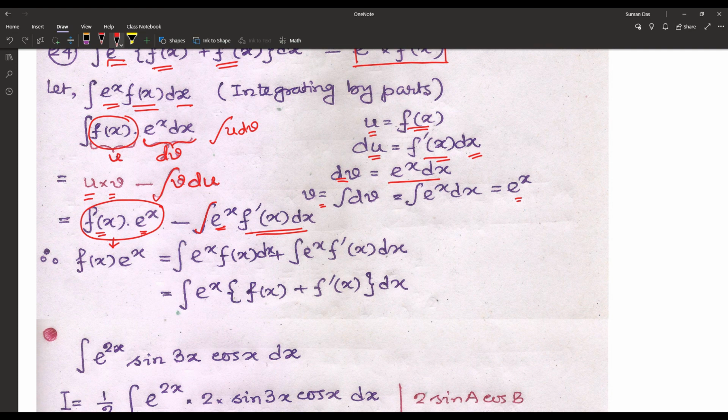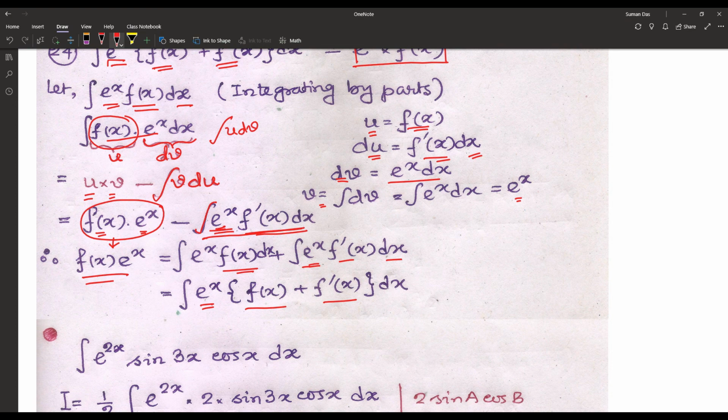Just look at the thing: that is our integration of e^x f(x) dx plus, now that is becoming plus as it is on the left-hand side, the integration of e^x f'(x) dx. So the integration of e^x [f(x) + f'(x)] dx is equal to e^x f(x). That is proving our result.